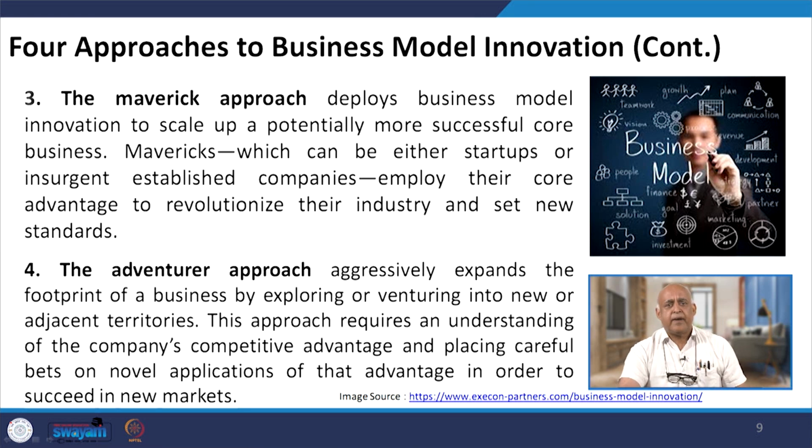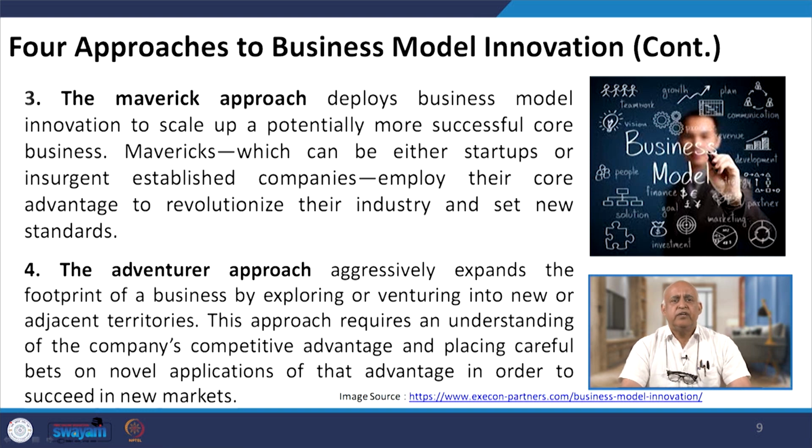So, either you go by this maverick approach, where the core business is already successful and there is high potential, but what you do is go for startups, and with the help of these startups you start to get an idea of whether this particular core business will continue or not, and this revolutionizes their industry and sets new standards. For example, whenever we are talking about clusters, the clusters start with these small startups, and then they become successful.